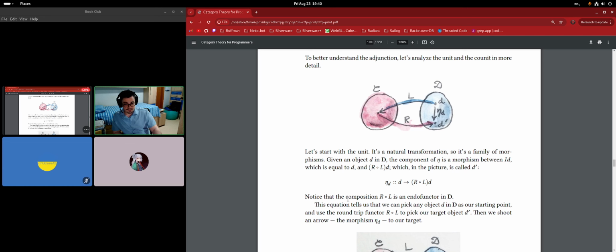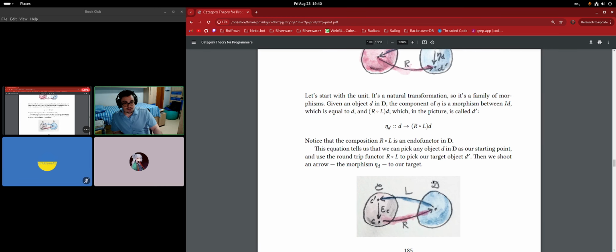And noticed that the composition R after L is an endofunctor in D. Oh, L, yes, because you ended up in D again. This equation tells us that we can pick any object in D as a starting point, and we use the round trip functor R after L to pick our target object D prime. Then we shoot an arrow, eta with the component D, to our target.